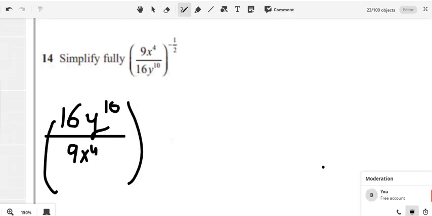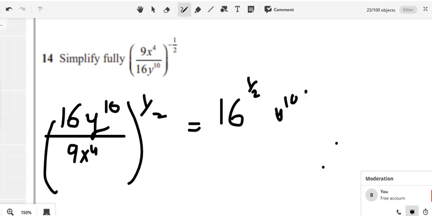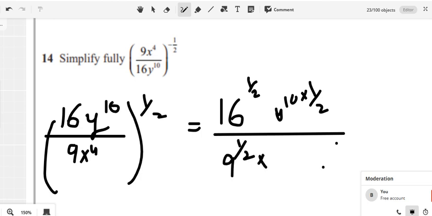Why are we flipping it? Because in this one and this one I have to make the power positive. So 16 to the power of, we will distribute inside each time, 16 to the power of 12 y times to the power of 10 times 1 half over 9 to the power of 1 half x to the power of 4 times 1 half.